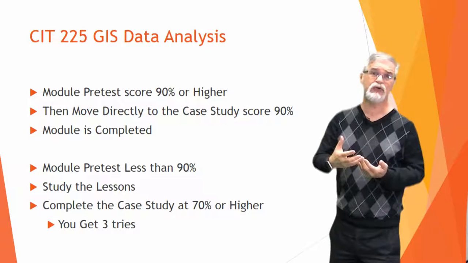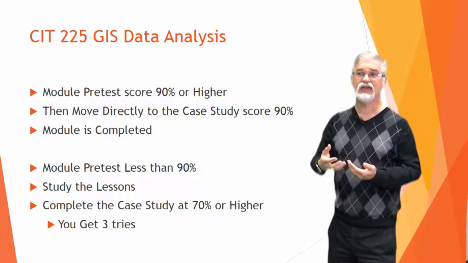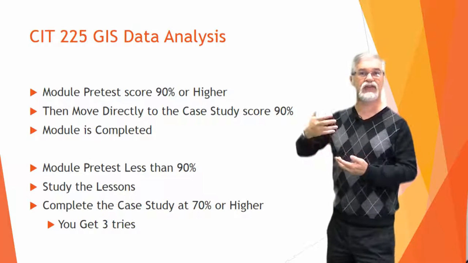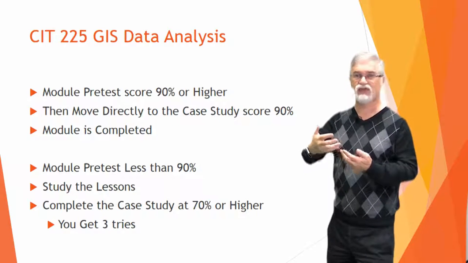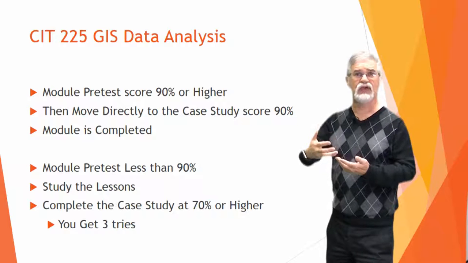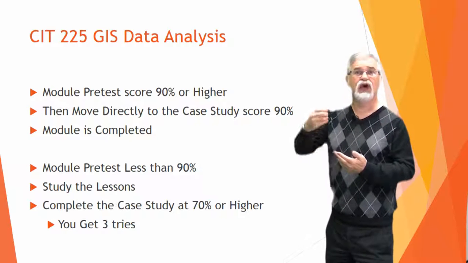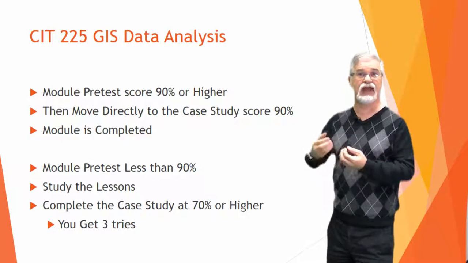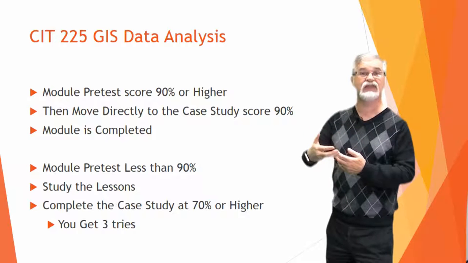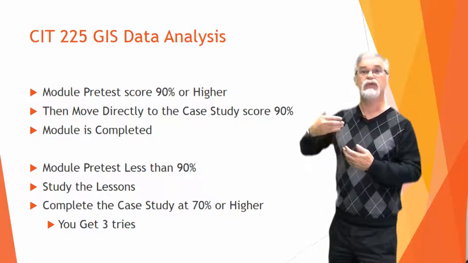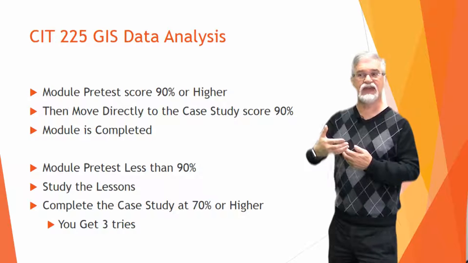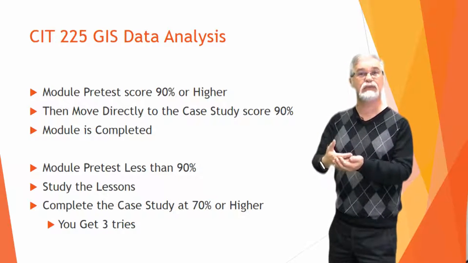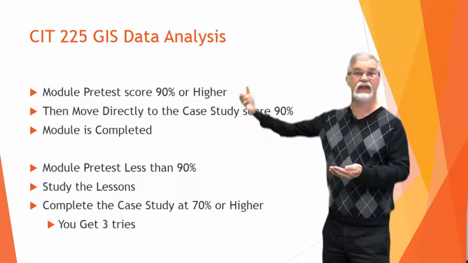If you don't score 90%, you go and learn the information by doing the lessons, following along with the methodology that I have used in the lessons. There are lots of videos and lots of writing for you to read. Also, the data files that I use in the lessons are available to you, so you can use the same data that I'm using in the lesson and basically reproduce what I have done. When you feel like you have gained this knowledge, at that point, you do this case study. You score at least a 70% on the case study, and you move to the next module.